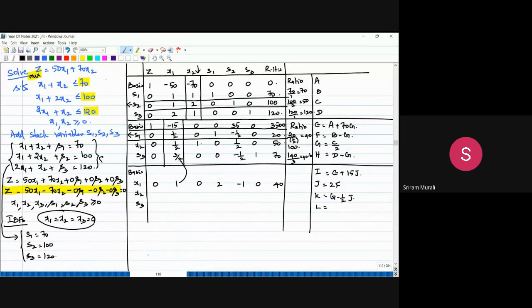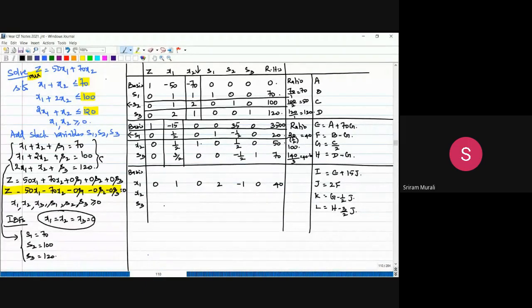Now the last one. 3 by 2 and 1. 3 by 2 is taken from where? H. 1 is taken from J. What I have to do here? Multiply by 3 by 2, subtract. This will become 0. That is why it is H minus 3 by 2 J. Any questions? Have you understood this? Yes, sir.